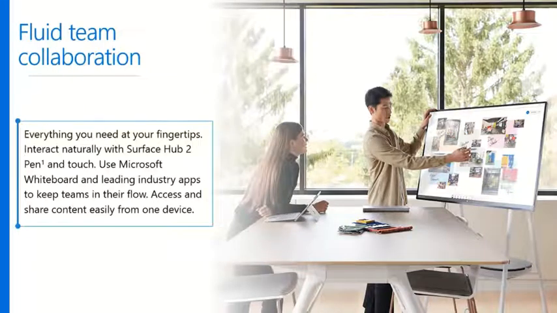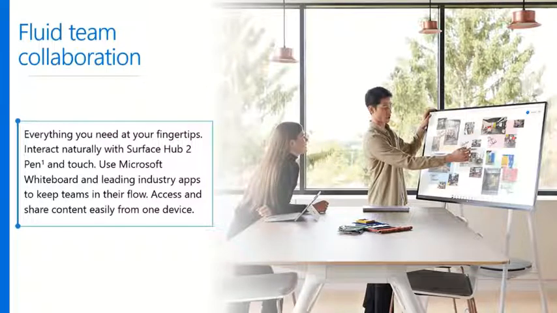The final pillar is the idea of fluid team collaboration. And so what we really mean by that is that everything you need is at your fingertips in order to interact naturally with the Surface Hub 2, whether that be through pen, touch. You can attach a Bluetooth keyboard, you can attach other Bluetooth accessories onto the device to allow for other accessibility and other types of ways to interact with the device.